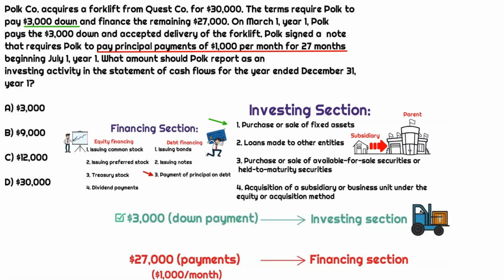Okay, so when you see this $1,000 per month over the course of 27 months, those payments would be out of the financing section, not the investing section. The $3,000 down payment is the cash going out the door today for this investment. That is going to be presented in the investing section. So therefore, the correct answer choice is going to be $3,000.